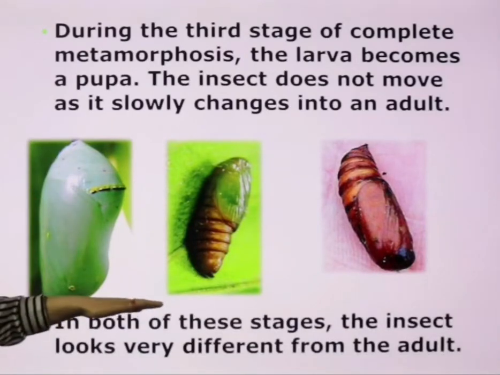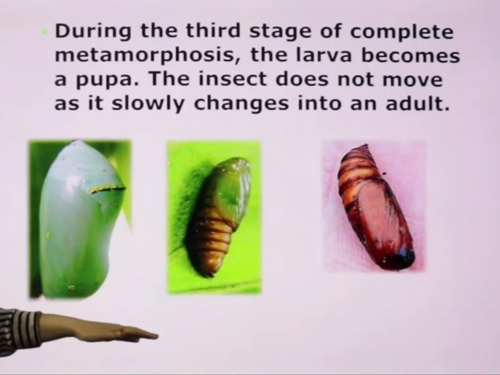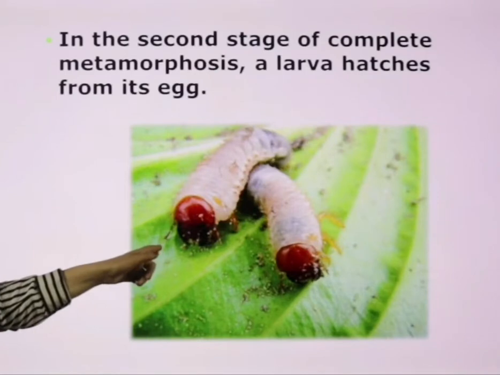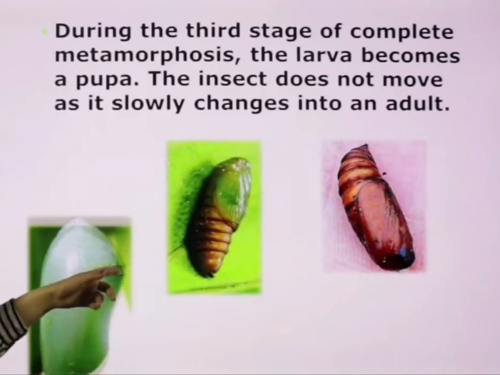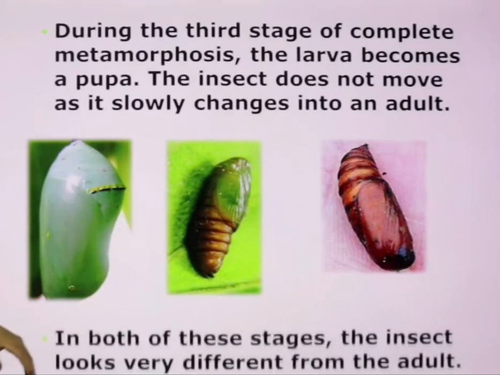In both of these stages, the insect looks very different from the adult. So we're talking about the larva and the pupa stages. Both of these stages are completely different, and you can see it in the pictures.